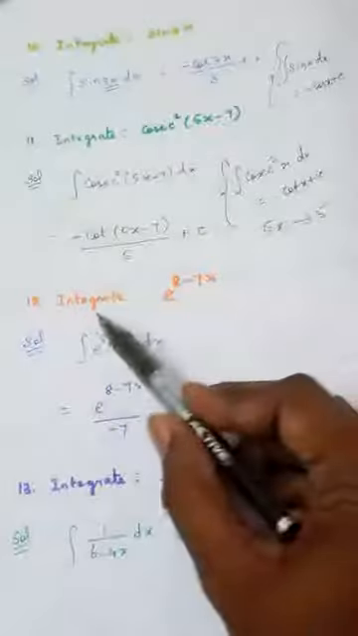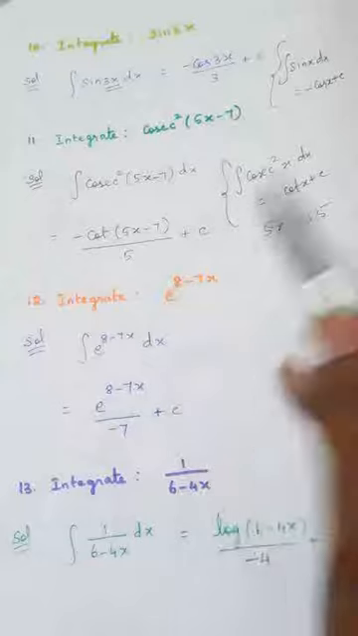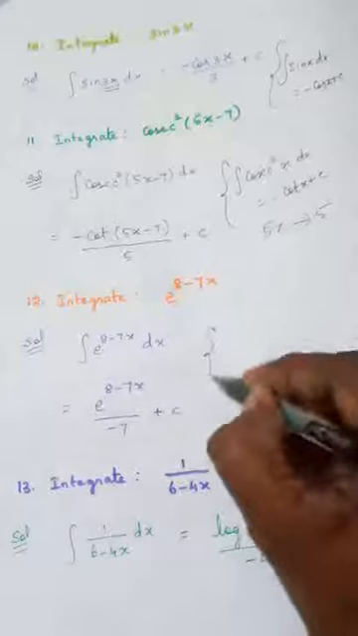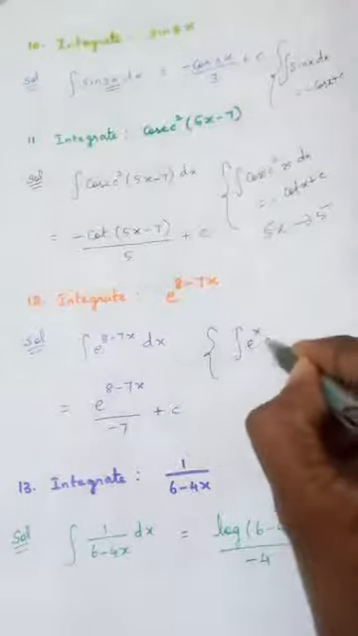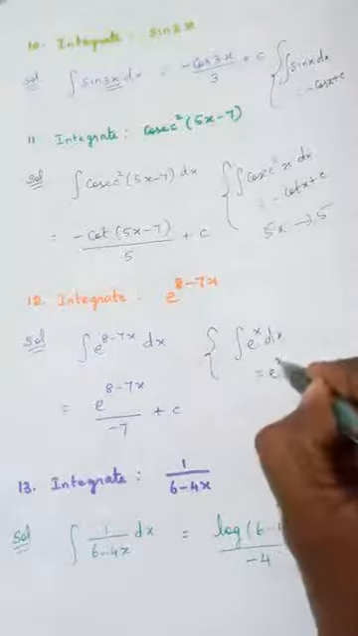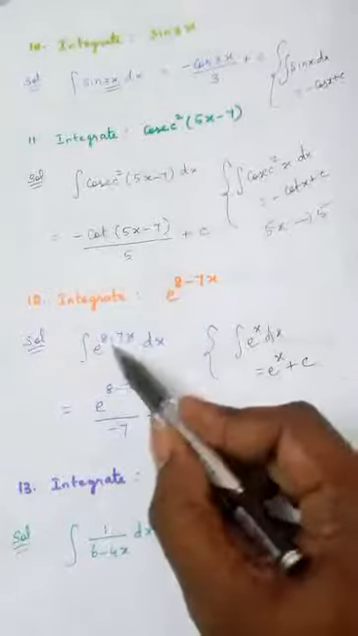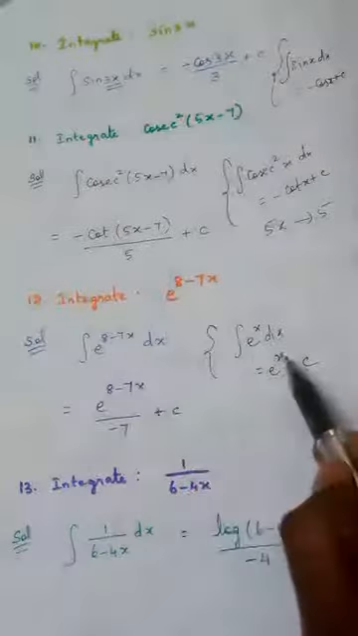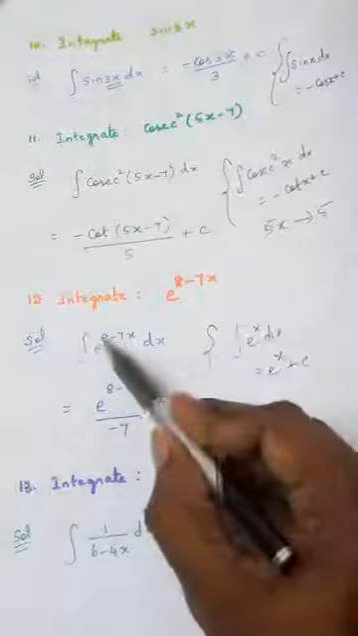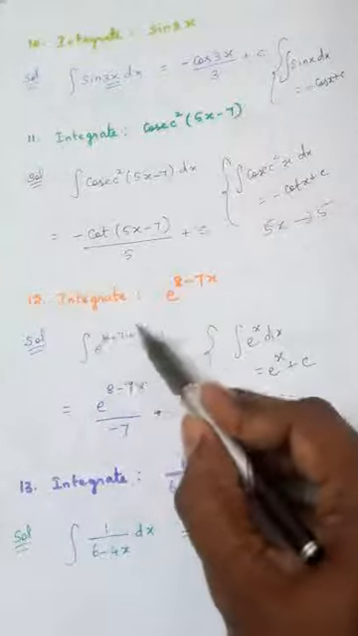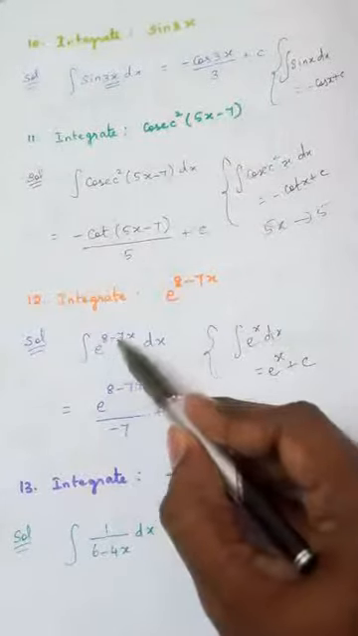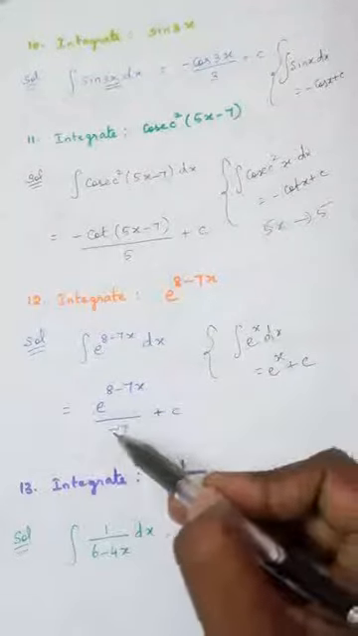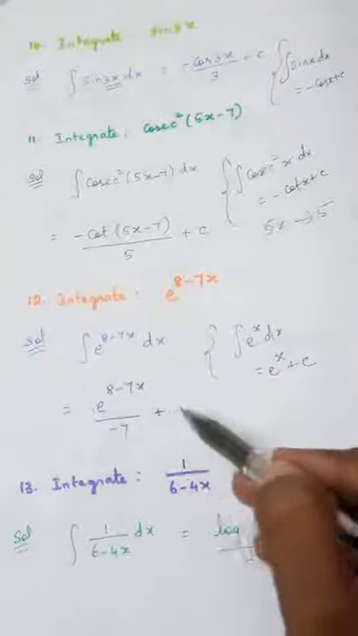Problem number 12. Integrate e power 8 minus 7x. So writing integral this into dx. And we know the formula, integral e power x dx. What is the answer? E power x plus c. So applying the same formula here. E power x, but in place of x, we are having 8 minus 7x. So differentiate this again. 8 becomes 0. Minus 7x, if you differentiate, minus 7 will come. So write that minus 7 in the denominator. Plus c is the answer.